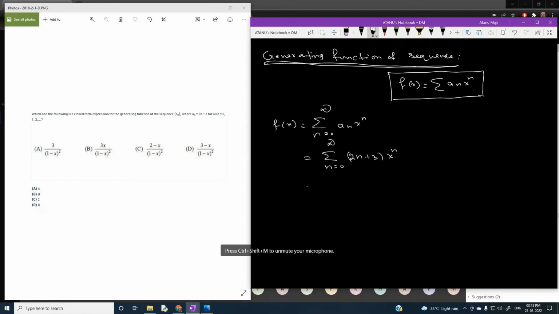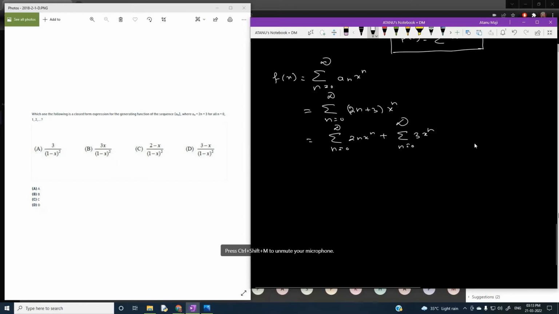Got it? Now just break this summation. Break it into two parts. One will be the summation n equal to 0 to infinity of 2n x to the power n, and the other will be the summation n equal to 0 to infinity of 3 into x to the power n. Okay, so start from here. The generating function of a sequence is f(x) equal to the summation of a_n x to the power n, where the sequence is given in this way.